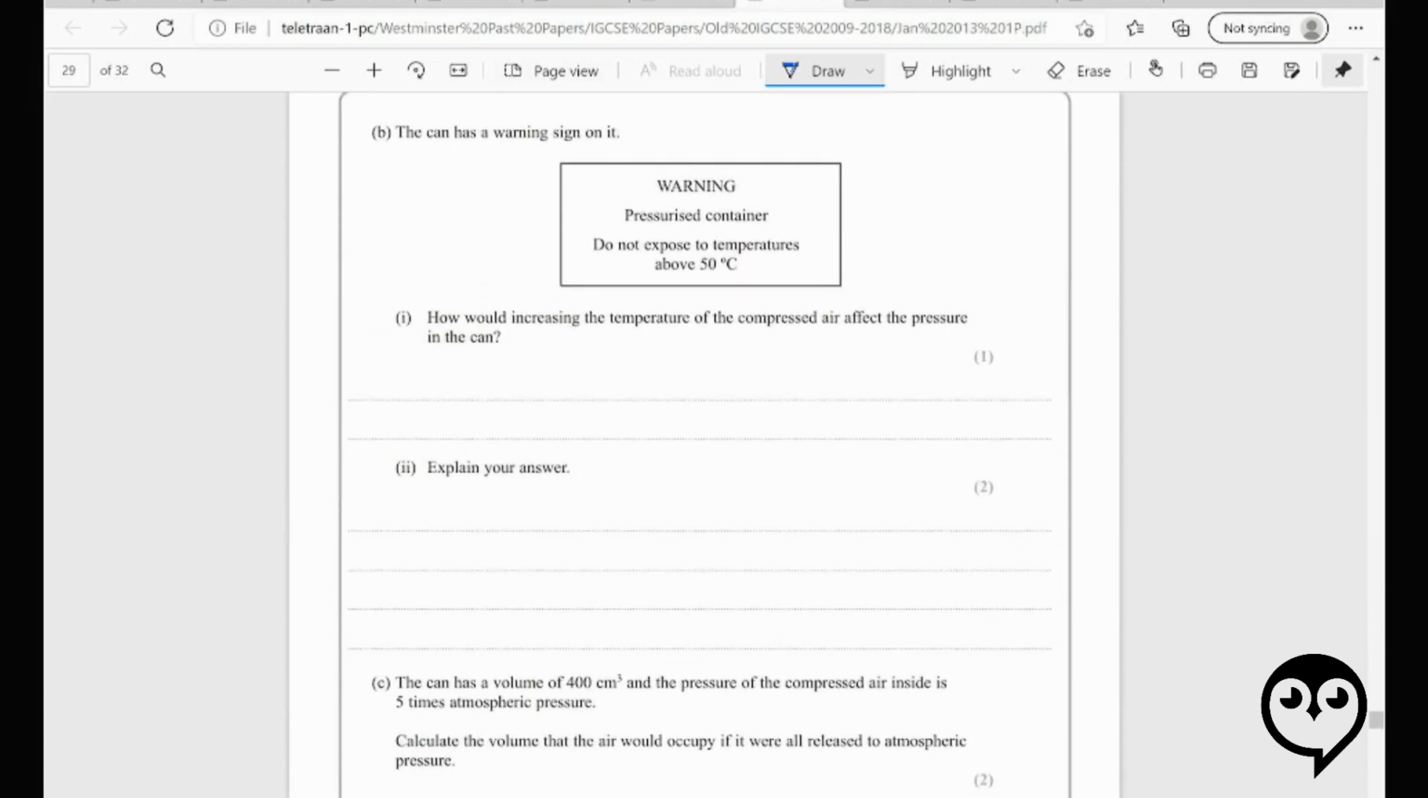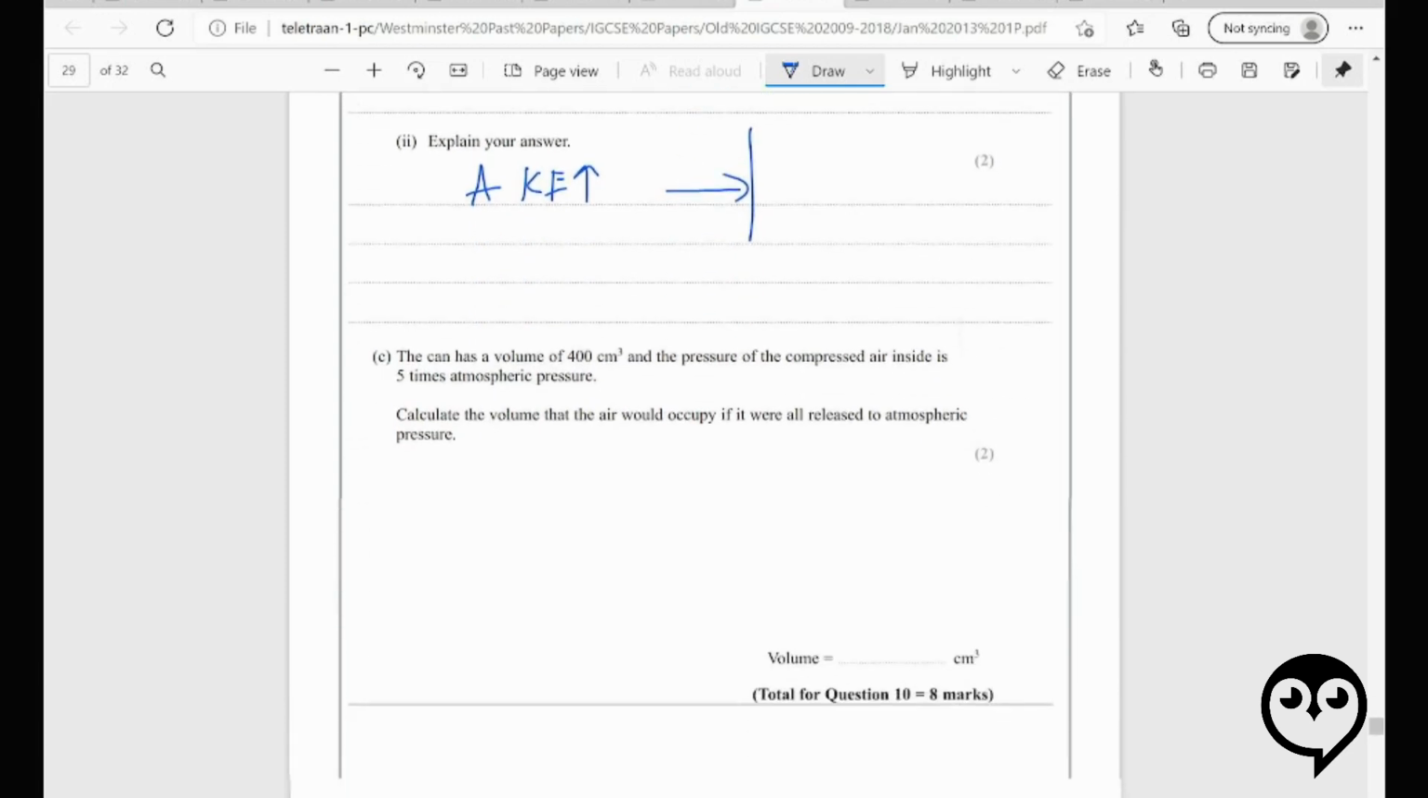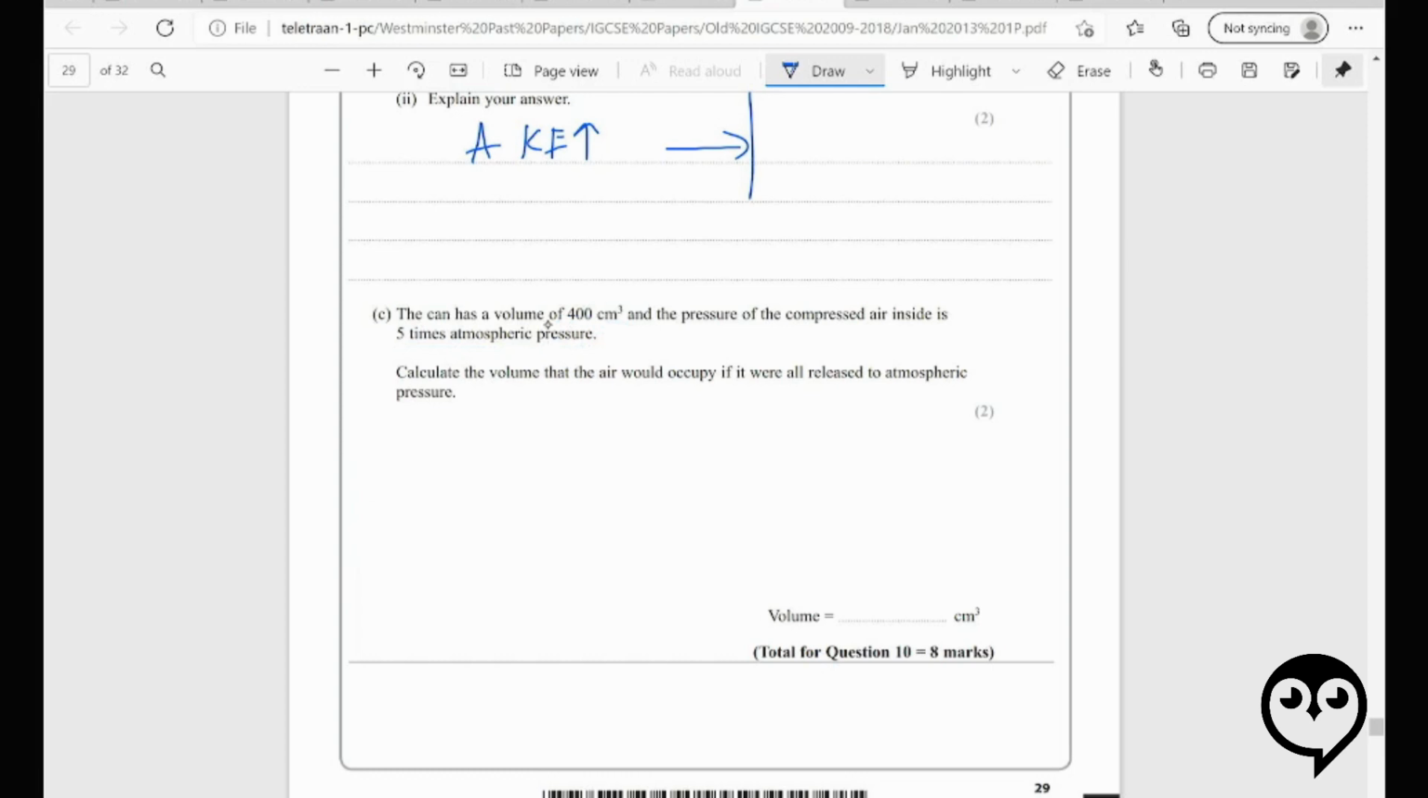How would increasing the temperature of a compressed air can affect the pressure inside the can? Well, it would increase. We know that pressure is proportional to temperature. Explain your answer. As average kinetic energy will increase, the particles are moving faster. When the particles move faster, they exert a larger force on the wall of the container. It's a greater force per same area, so increased pressure. Write that out.